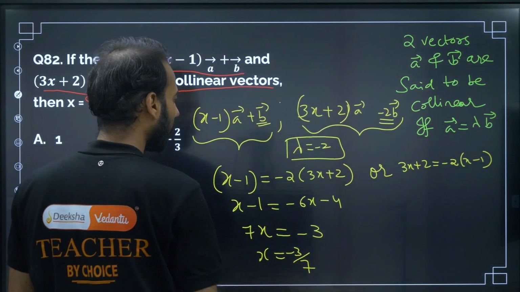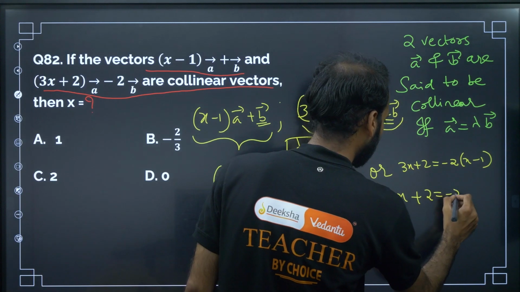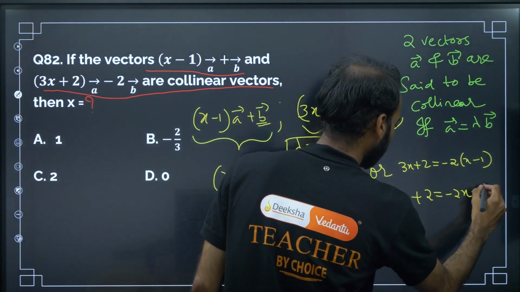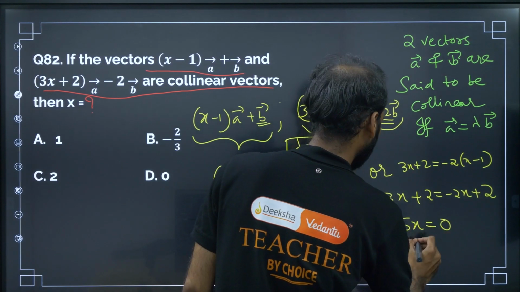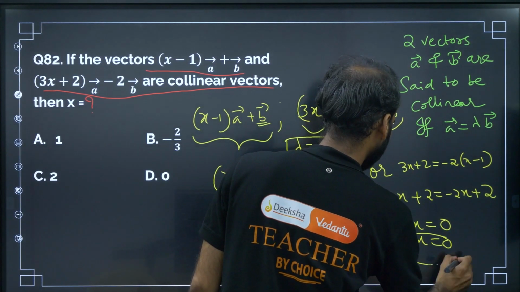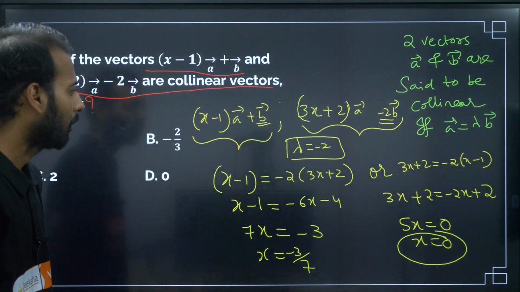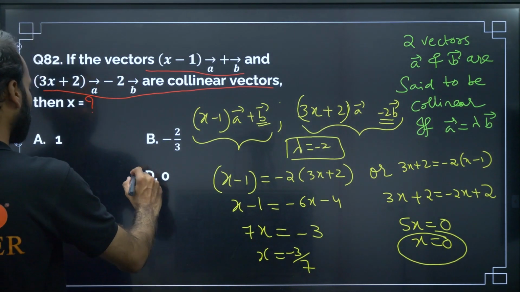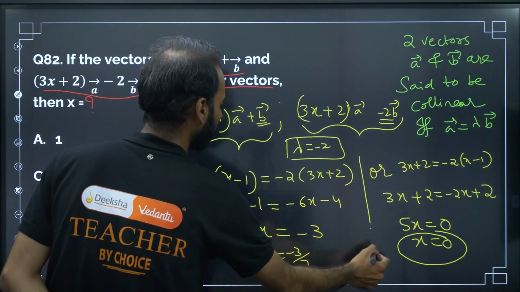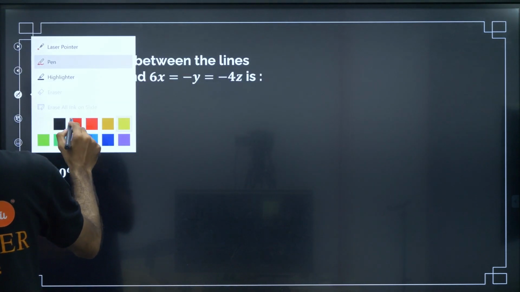Here any option is there? There is no option like minus 3 by 7. So 3x plus 2 is equal to minus 2x plus 2. So 5x is equal to 0. That means x is equal to 0. So x is equal to 0 is available, so that is the answer. Make a note of this. Moving on to next question.